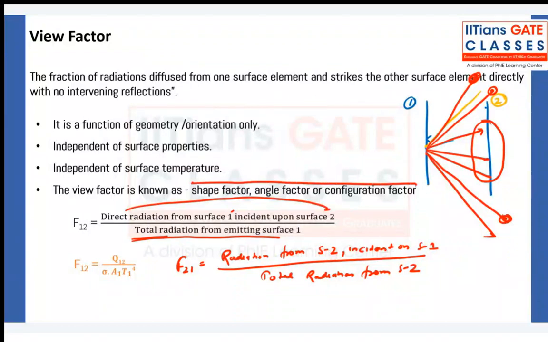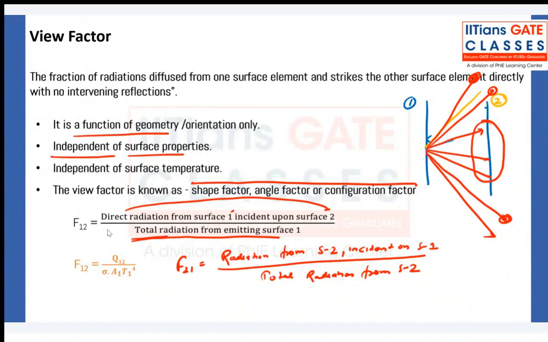Okay, so it is a function of geometry only. It is only how you have oriented it: horizontal, vertical, inclined. It depends on that. It is independent of surface properties. It does not matter what its emissivity is, because it is emitted already. Now, based upon how you have oriented your other surface, surface 2, the view factor will depend on that.